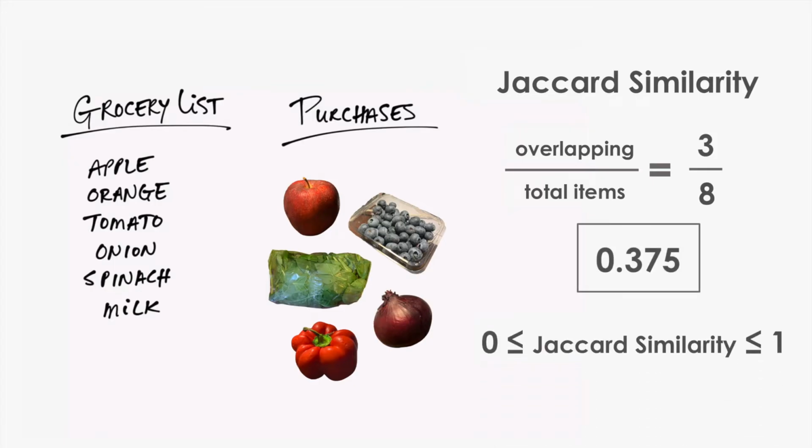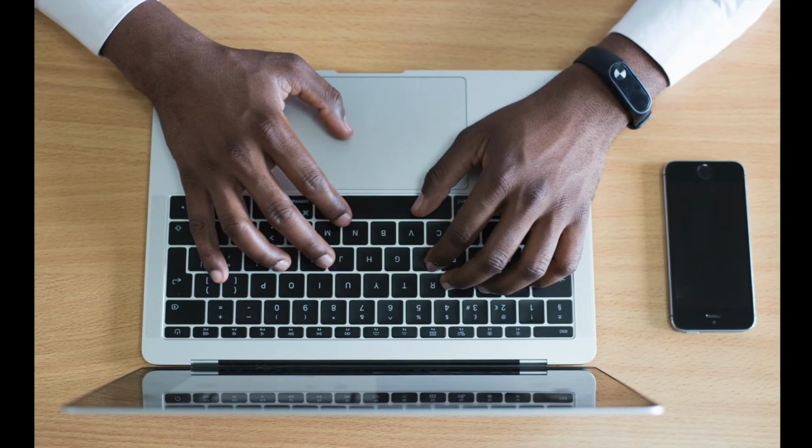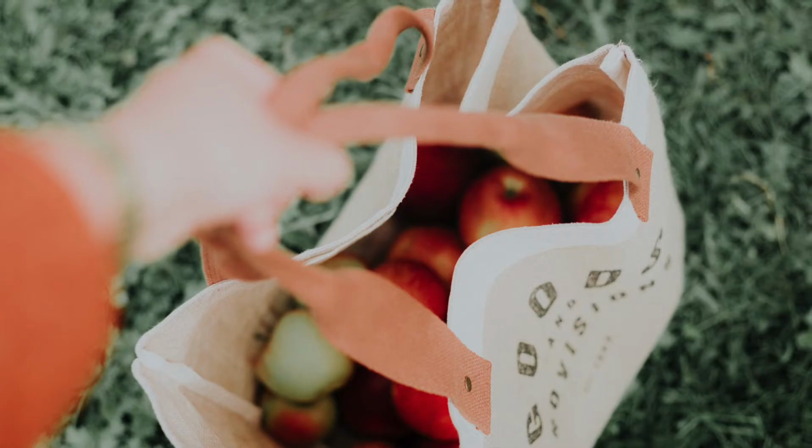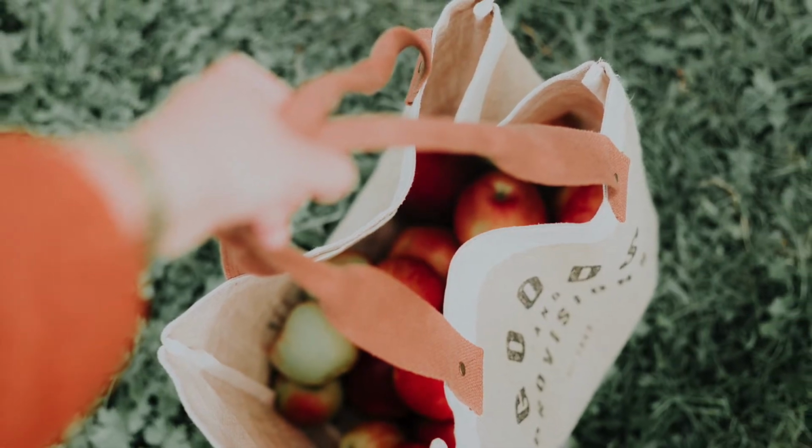And notice that Jaccard similarity ranges between 0 and 1. That is, we get a 0 if none of the items overlap, and we get a 1 if both sets have the same items. So how can Jaccard similarity be used for real-world applications, besides judging our grocery shopping abilities?